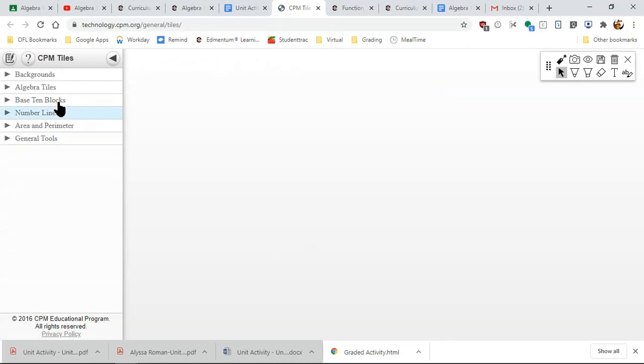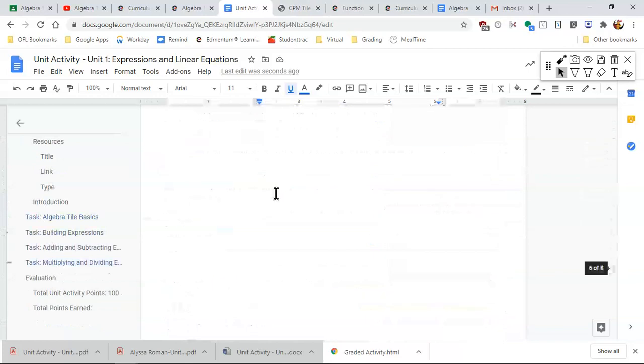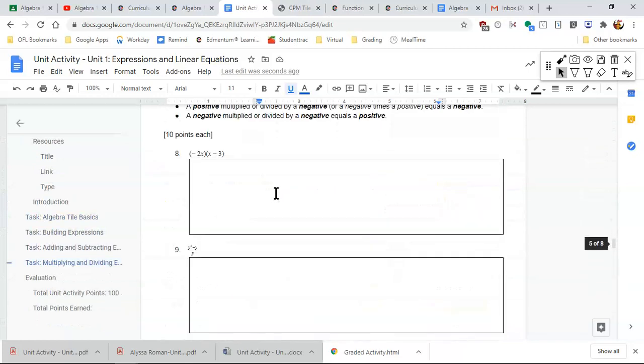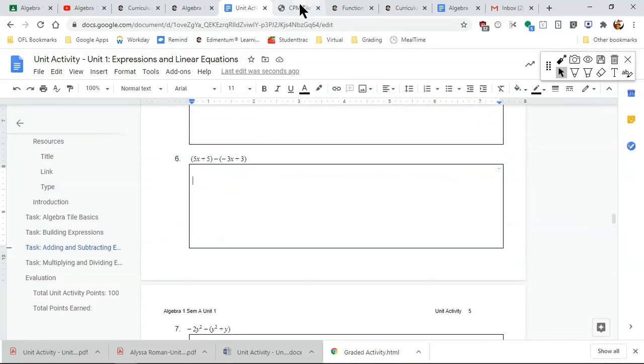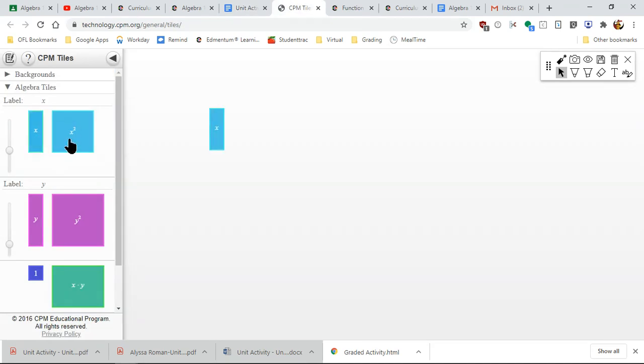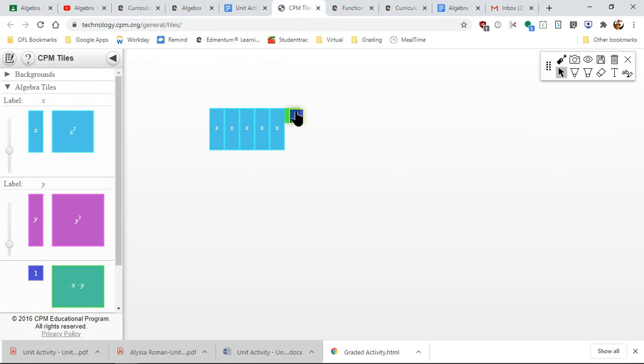So I'm going to go to my algebra tiles. What was my question? All right, so this is the one I made up. If I wanted to show my work, I would show it like this. 5x squared, 5x. So I'm going to grab these 5x's: one, two, three, four, 5. And 5 of these. So I'm going to grab 5 of these.